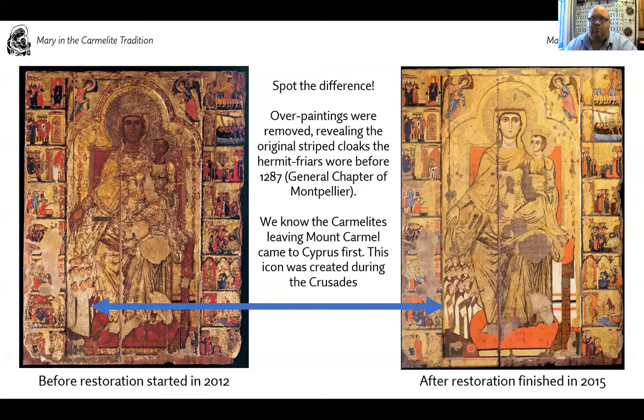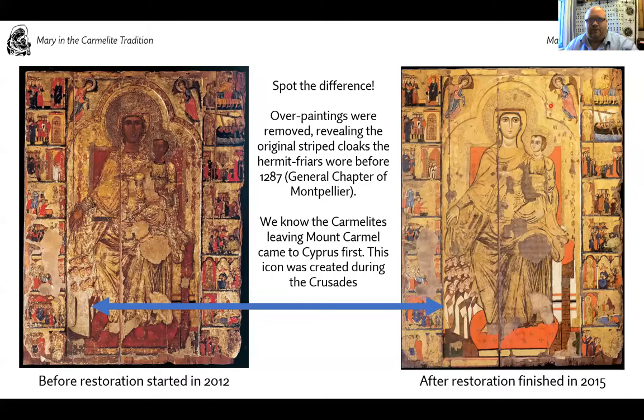So it's at a time when the Carmelites were leaving Mount Carmel. We know that they came to Cyprus first. Eventually they had five foundations in Cyprus. And so this icon was created during the Crusades as the order was moving into Europe. So it's really a very early image of Our Lady as revered by Carmelites.